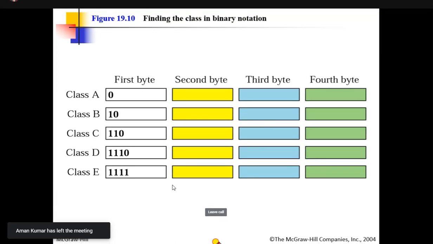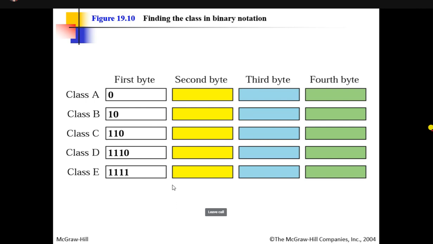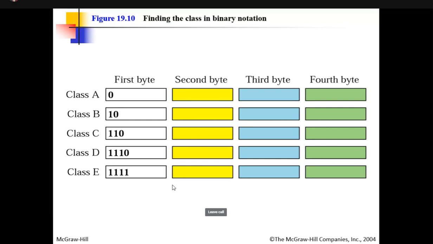Now for class B, the first two bits are always 10. For class C, the first 3 bits are always 110. For class D, the first 4 bits are 1110, and for class E, the first 4 bits are 1111. So here is the classification of the IP addresses that way. There are 5 classes: class A, class B, class C, class D, class E.